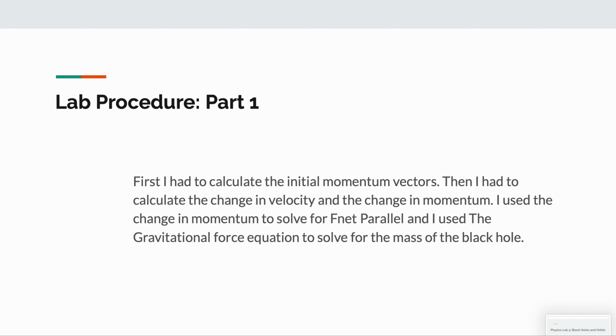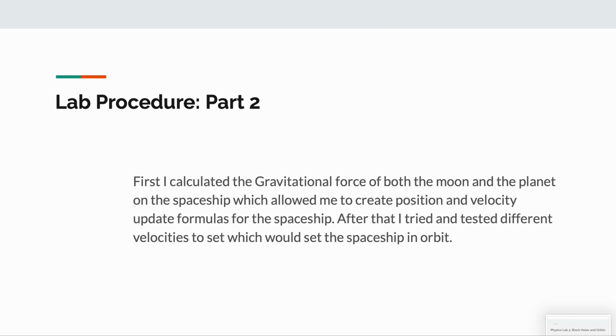For the first part of the lab, I had to calculate the initial momentum vectors, and then using those, I found the change in velocity and the change in momentum. Then, I used the change in momentum to solve for F net parallel and F net perpendicular, and I used the gravitational force equation to solve for the mass of the black hole.